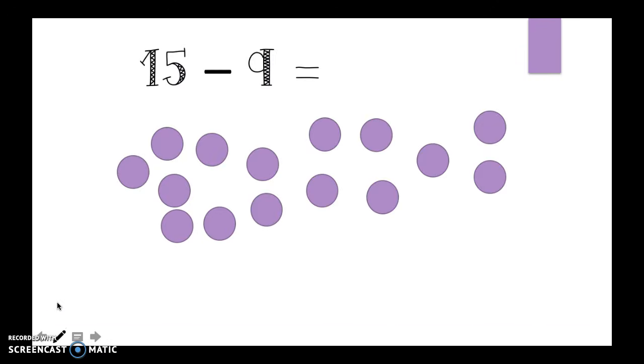All right, so if I have 15 minus 9 equals, I would go ahead, of course, and start by drawing my 15 circles. So there I did. Let me count them. 1, 2, 3, 4, 5, 6, 7, 8, 9, 10, 11, 12, 13, 14, 15. Oh, what a good job, Miss Arwood. Look at, I got 15.